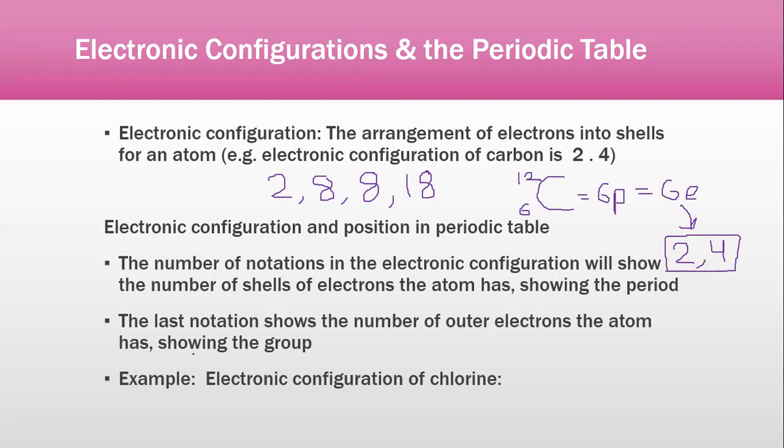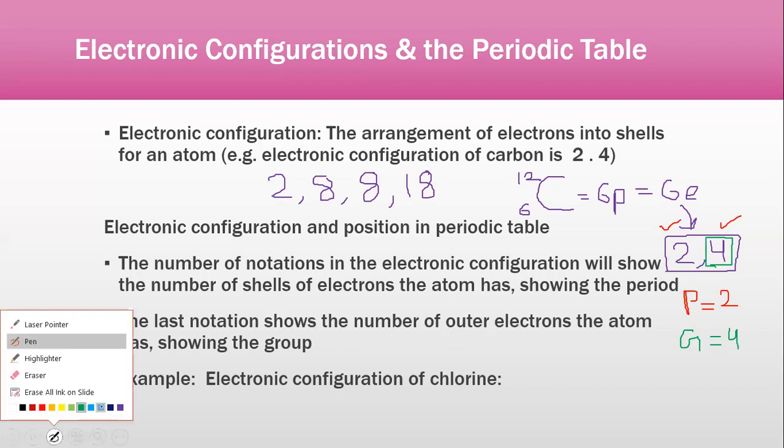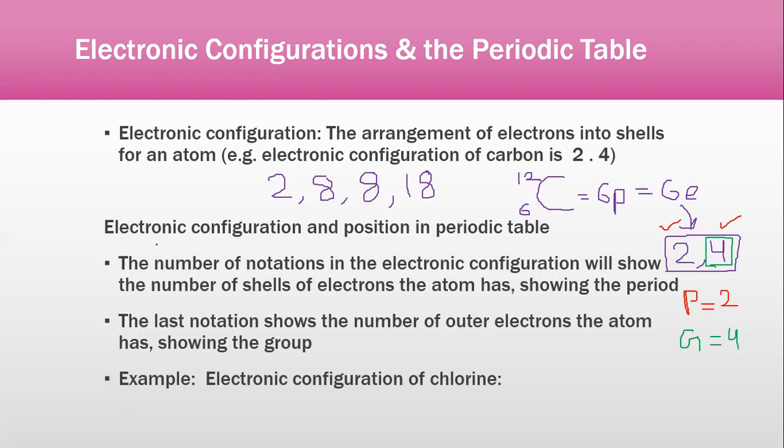Now, by looking at the electronic configuration, can I tell the period number and the group number of carbon? Yes, I can. What is the period number of carbon? Period number of carbon आ जाएगा first shell, second shell. Total number of shells कितने हैं? 2. So carbon is in period number 2. Can I also tell the group number? Valence shell में कितने electrons हैं? 4 electrons are there in the valence shell, which means that carbon is in group number 4. This is how you can tell the period number and the group number by looking at the electronic configuration. Electronic configuration and the position in periodic table.